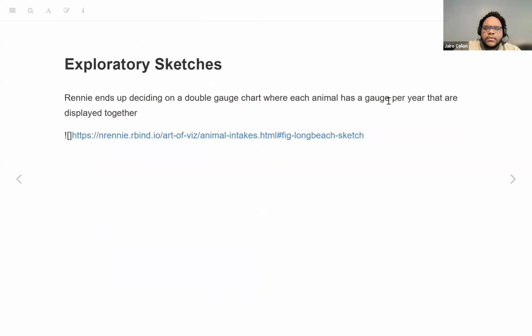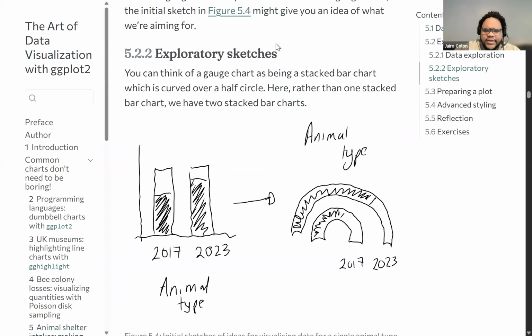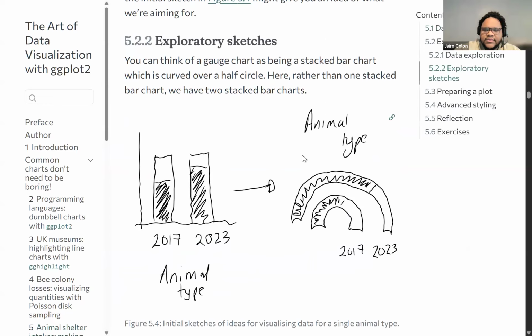Hmm. I don't know why this didn't work. Let me share this screen instead. Can you still see this? Oh, do you see the sketch? Oh, yes, I can see the sketch. I think you are sharing the screen, so it's all good. Okay. All right.